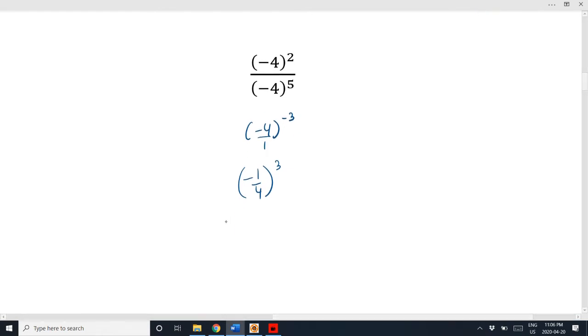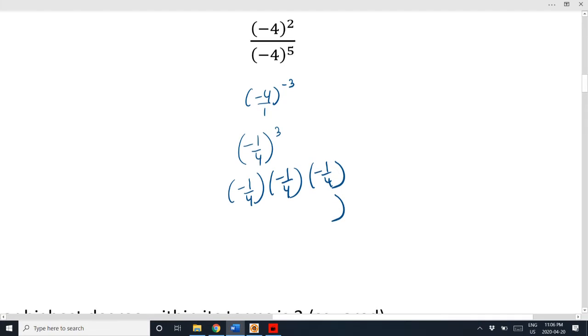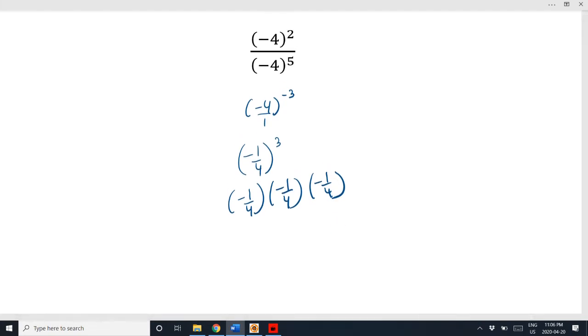So expanded, this would look like this. Negative 1 over 4 times negative 1 over 4 times negative 1 over 4. And we can go ahead and evaluate that. If we multiply, the first two brackets are negative 1 times negative 1. Oh, sorry. Negative 1 times negative 1 is positive 1, and 4 times 4 is positive 16. So it's 1 over 16.